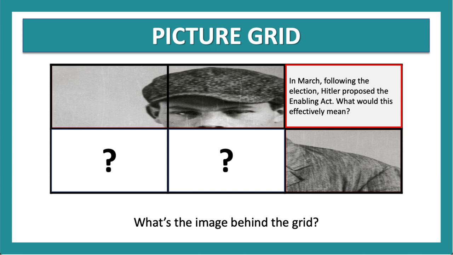Fantastic. Oh, we've got quite a lot of the image there, haven't we? Oh yeah, this is very, very useful. Now, it's one of those where you either know it or you don't at this point. The hat, though, I think tends to give it away. Normally a type of hat that we'd maybe associate with workers. So that might help. But in March following the election, Hitler proposes the Enabling Act. What would this effectively mean? What would the Enabling Act actually enable Hitler to do?